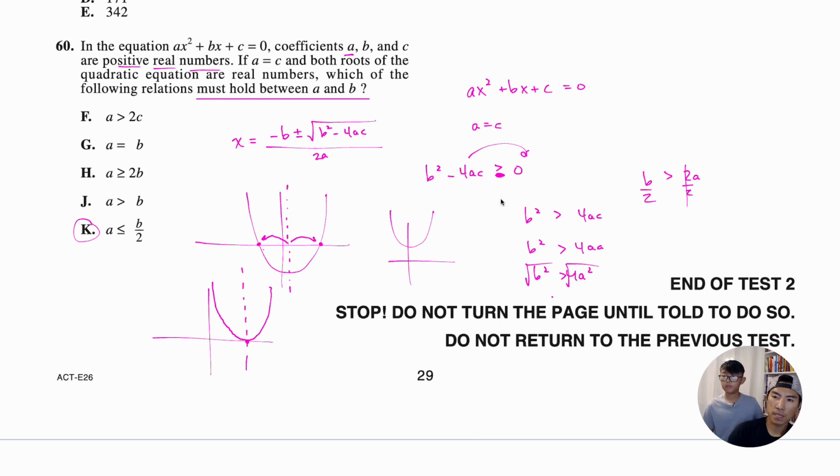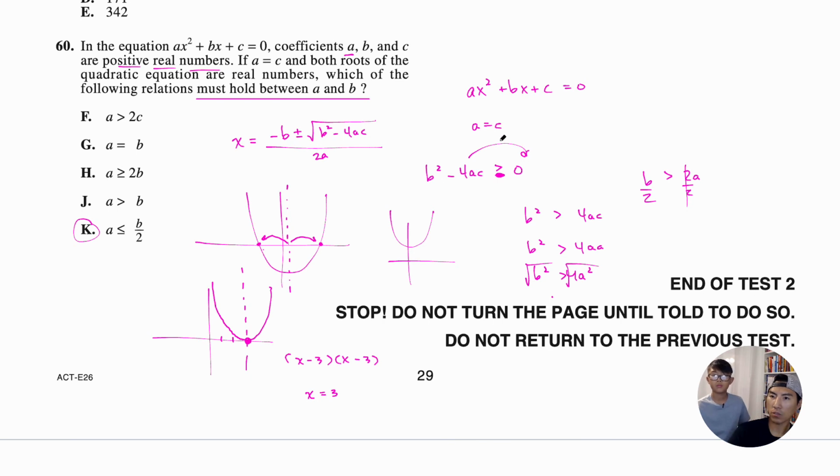So a is less than b over 2. It actually might be less than or equal to, because they might be saying that this root right here, if I were to look at the quadratic, it's actually going to be something like x minus 3, x minus 3. So we would only really have one root, x equals 3, but we're counting it twice. That's why we can say both roots. Both roots are 3 in this instance.